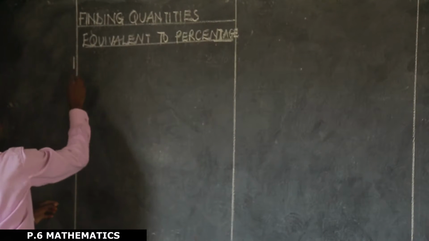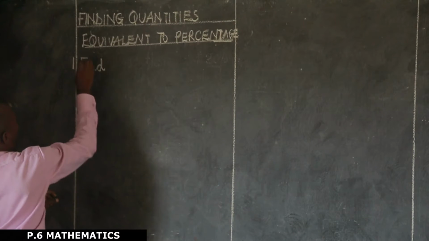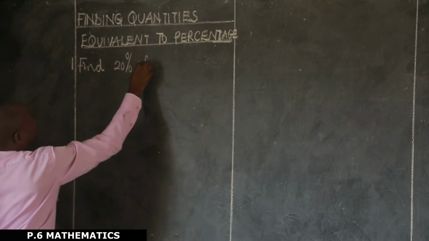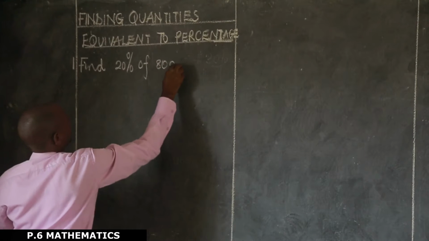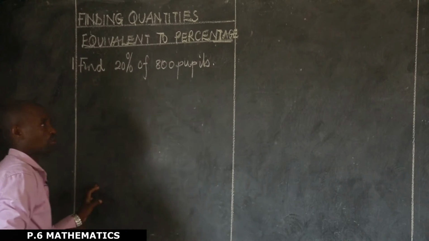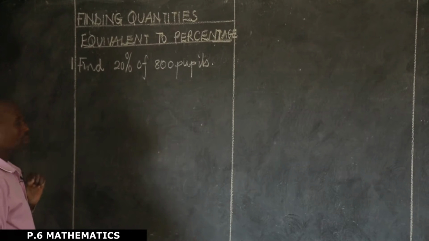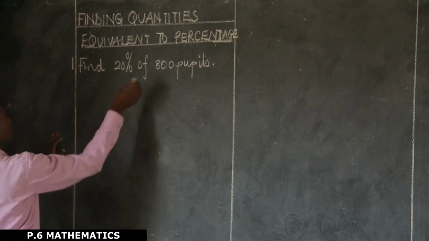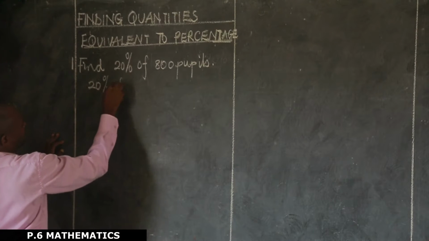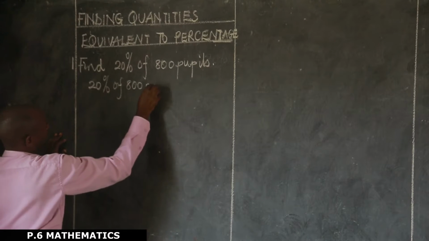Example number 1. If somebody tells you to find 20% of 800 pupils, what do you do? You must know how to change 20% into a fraction. So this is 20% of the number given, which is 800 pupils.